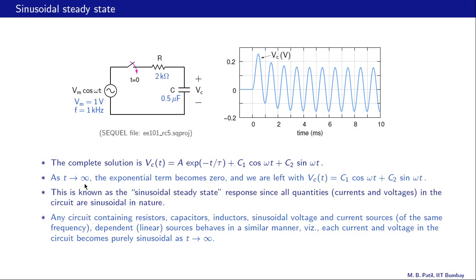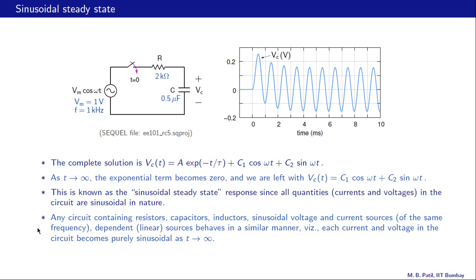Alright. Now as t tends to infinity, the exponential term becomes 0, and we are left with Vc of t equal to C1 cos omega t plus C2 sin omega t, this part here. And we can observe that in this plot as well. This is our t equal to 0, that is the time when the switch closes, and in the beginning there is some exponential transient, and then finally that transient vanishes and we have the sinusoidal steady state. So this is known as the sinusoidal steady state response, since all quantities, currents and voltages in the circuit are sinusoidal in nature.